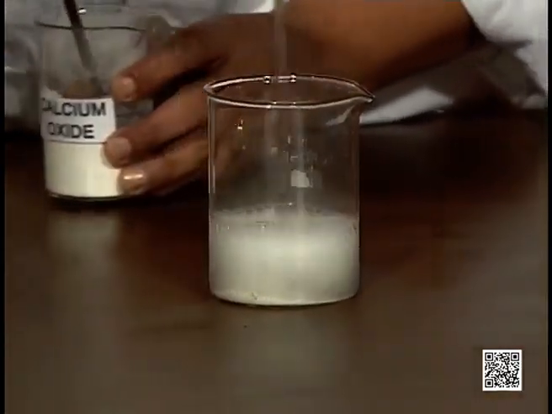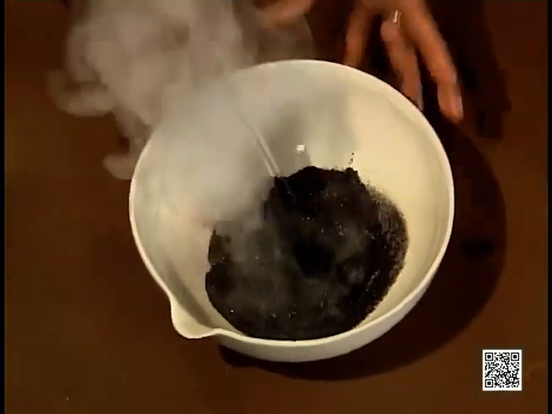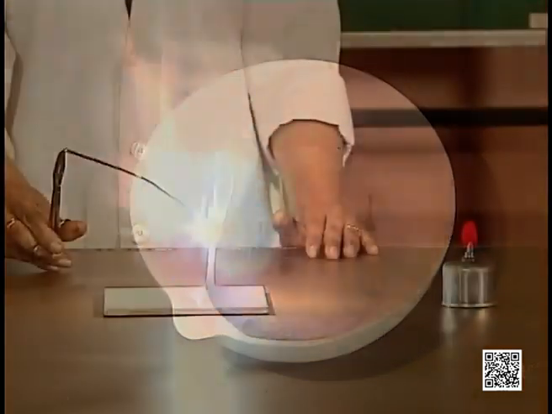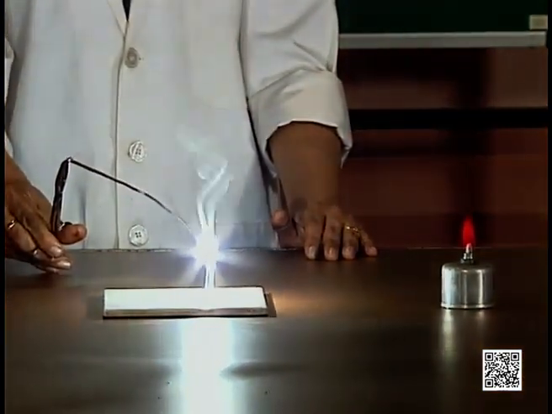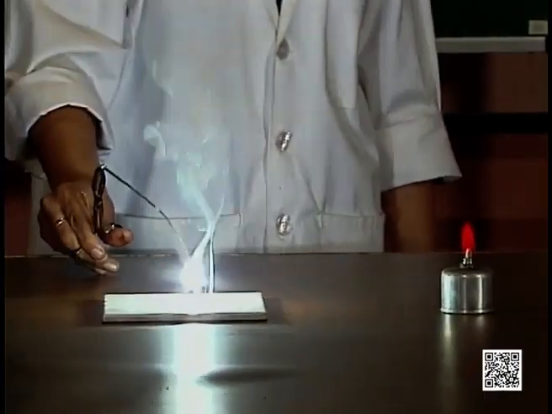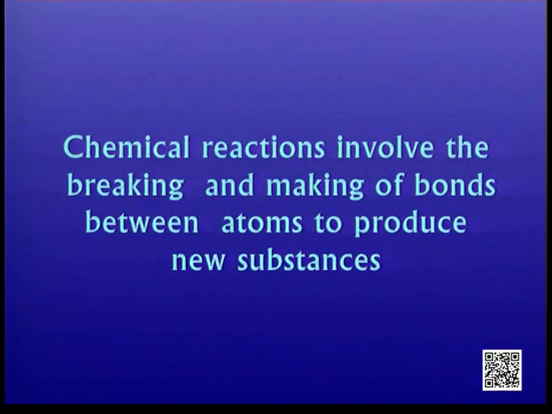During a chemical reaction, atoms of one element do not change into those of another element, nor do atoms disappear from the mixture or appear from elsewhere. Actually, chemical reactions involve the breaking and then reformation of bonds between atoms to produce new substances.